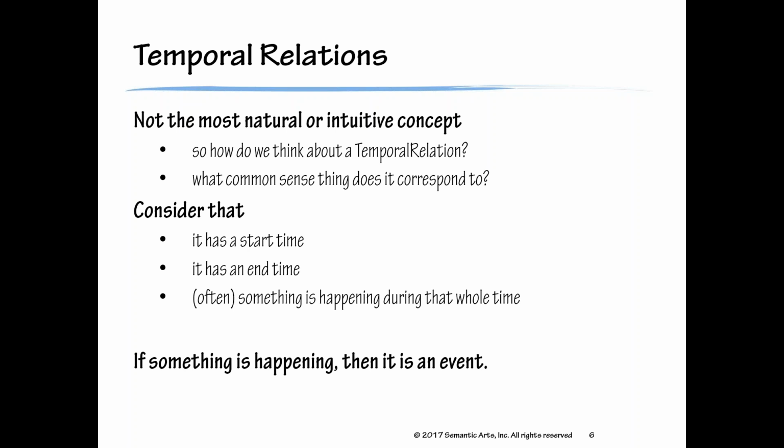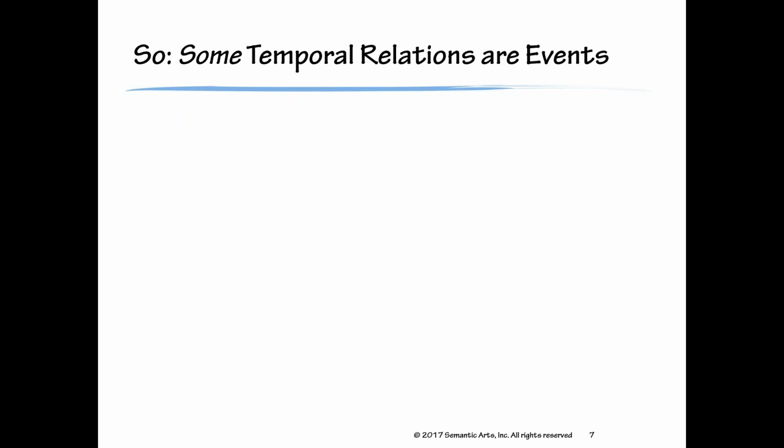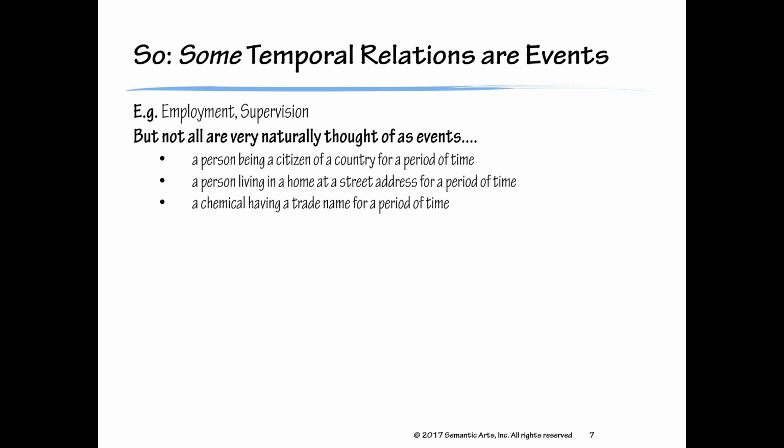And if something's happening, then it's an event. So maybe it's an event. Some temporal relationships you might think of as events: the event of my being employed at Semantic Arts, or the event of my being supervised for a period of time. But not everything can reasonably be thought of as an event. A person being a citizen of a country for a period of time, or a person living at a street address, you don't really think of those as events. Or, for something Procter & Gamble worries about, a chemical having a trade name for a period of time. You wouldn't really think of that as an event.